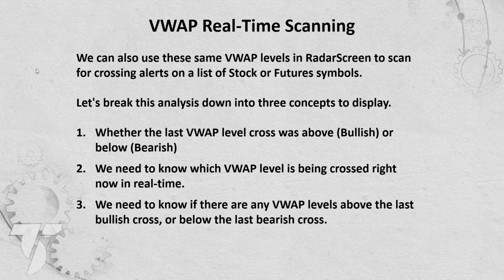So now that we have those levels, we can certainly look at them on a few charts. If we're only trading a couple of symbols, then that's fantastic. But if we're looking for opportunities across, say, a number of different sectors or stocks or on a whole list of futures, we're going to need RadarScreen for that. So RadarScreen is the perfect tool for that. It allows us to put this exact same concept into RadarScreen on a list of symbols, and it will tell us whether the last cross above one of these lines was a bullish cross or a bearish cross. It'll tell us which of the levels is the price currently crossing, and it will also tell us if there is any support or resistance level above the last cross.